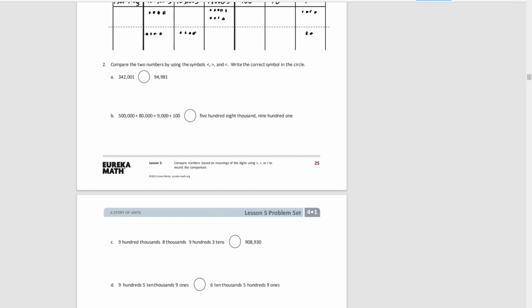So we see that the largest place value is 100,000s, and there's 3 in this number. We go here and there's no 100,000s. It doesn't start until the 10,000s units. So since 3 is greater than 0, 342,001 is greater than 94,981. Okay, you try B.